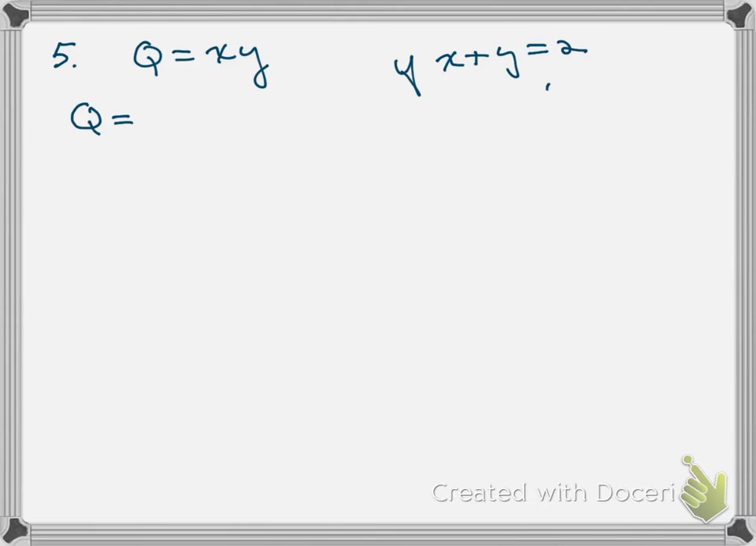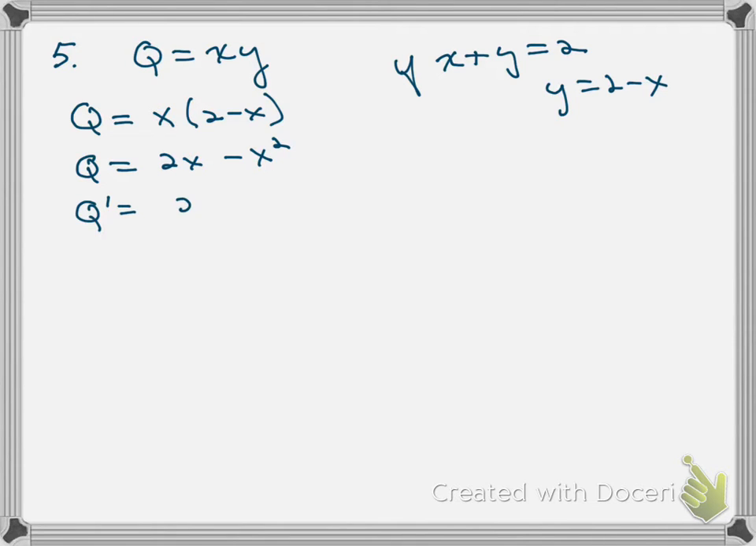So why don't I switch out the y? Y is going to be 2 minus x. So look what q is: x times 2 minus x. Until you have it in one variable, you cannot maximize this. So now, instead of doing the product rule, I'm going to first distribute that. Now take your derivative. Q prime equals 2 minus 2x.